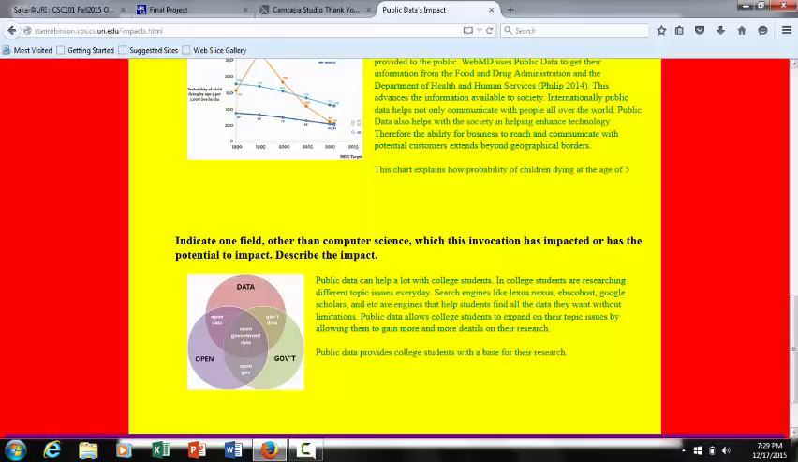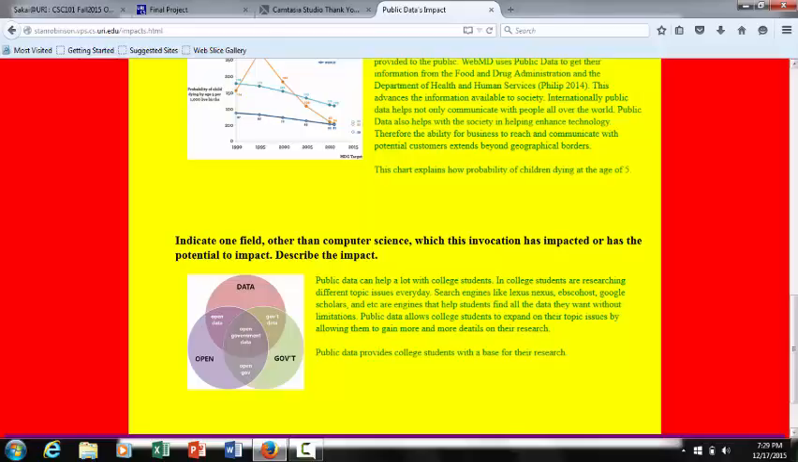If I could indicate one field other than computer science which public data has impacted or has the potential to impact, I would definitely say education. It 100% helps college students, as they're researching different topic issues every day. Search engines like LexisNexis, EBSCOhost, Google Scholar, etc. are engines that help students find all the data they want without limitations.